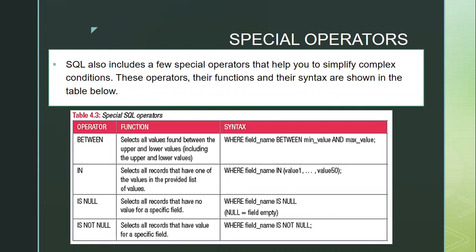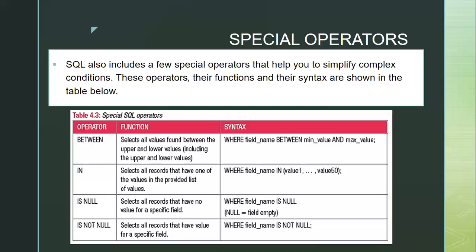So pay attention here. Okay, the first one is the between. The function of the between operator is it selects all values found between the upper and lower values, including the upper. So remember, the big thing with between is it includes the lower value and the upper value. So it doesn't just start counting after the first one. Now, the syntax would be where your field name between the minimum value and the maximum value. Okay, so just by simply adding that between, you've turned your SQL into a complex SQL.